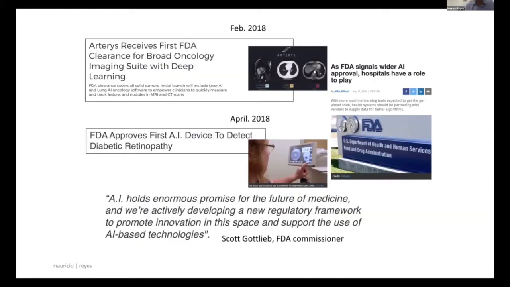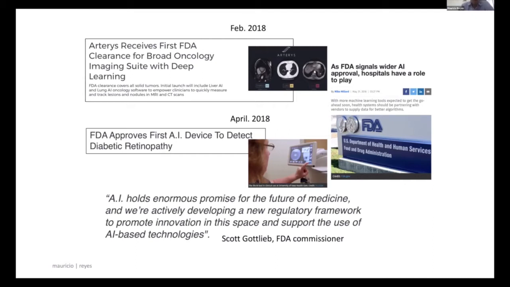So all of this is bringing spin-off companies, a lot of industry interest, and even the FDA is talking about the importance of AI and the importance, for themselves, to actively develop new regulatory frameworks to facilitate this area.